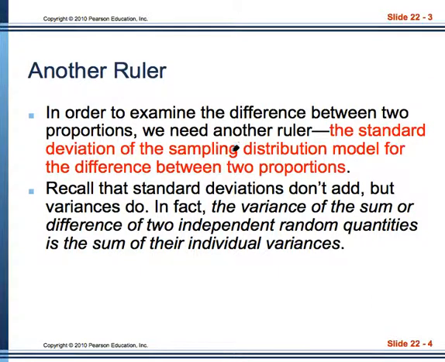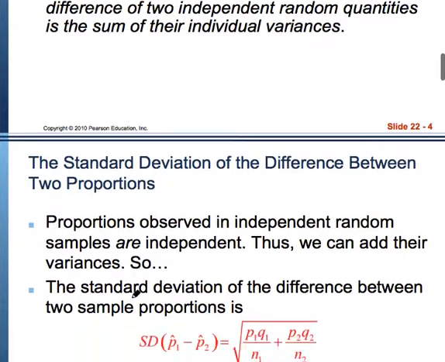Okay. So first of all, we have to have new formulas that deal with actually having two proportions. The first one we're going to look at is the standard deviation of the sampling distribution model for the difference between two proportions. So remember from the chapter that we learned on random variables, we can't add standard deviations. We can only deal with variances, and we never subtract them. We add them together, and then we take the square root of them. So that's from the random variables chapter.